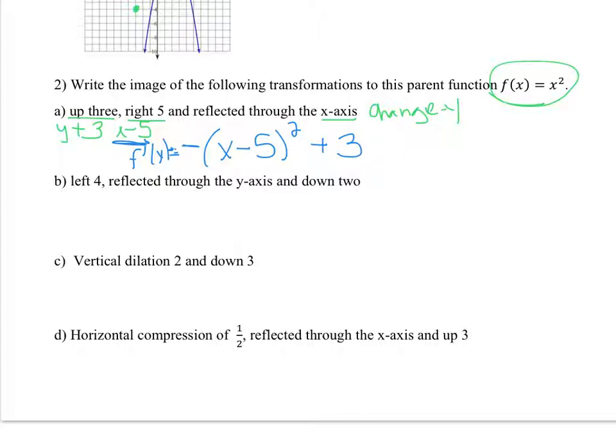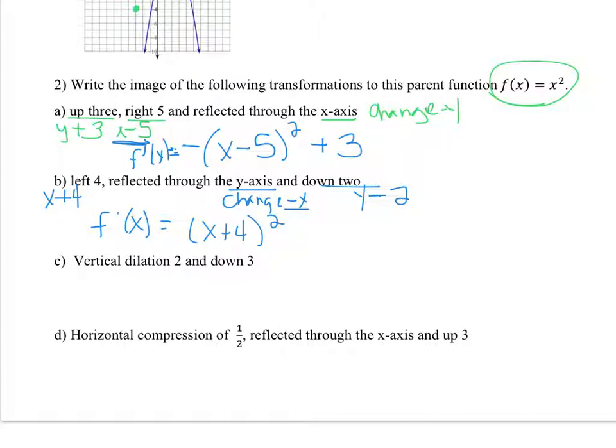So left 4, so that means I'm going to be adding 4 to x. Reflected through the y-axis, I'm going to change it to negative x. And then down 2, I'm going to be subtracting 2 from our y. Y is just our f of x. It is our whole function, so we're going to be subtracting from it. So our image is x plus 4 squared. I want to change my x there. Probably should have done that first, order of operations, and then subtract our 2 on the outside. So you start on the inside, move your way out unless it states differently.